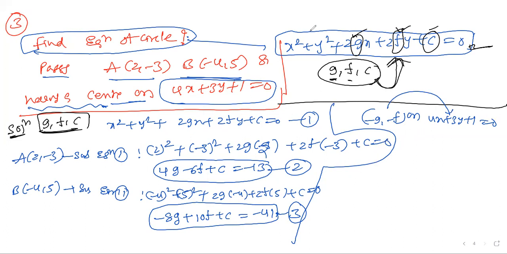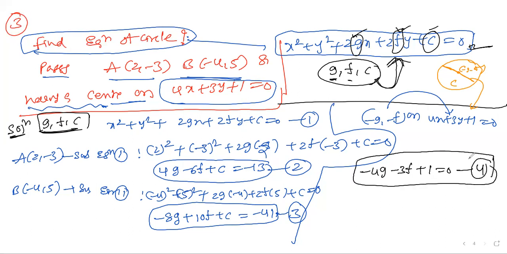If you want to understand clearly, I'll draw the diagram also. This is a circle, this is the center, and I am making one line. This is a line equation. This center (minus g, minus f) is on this line. Therefore, I substitute this point here, so we get one more equation: minus 4g minus 3f plus 1 is equal to 0. This is equation number 4.